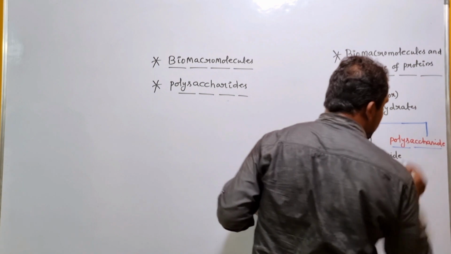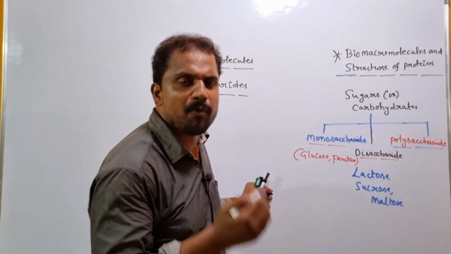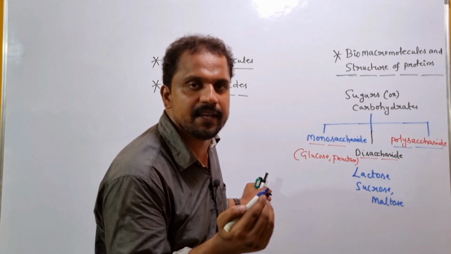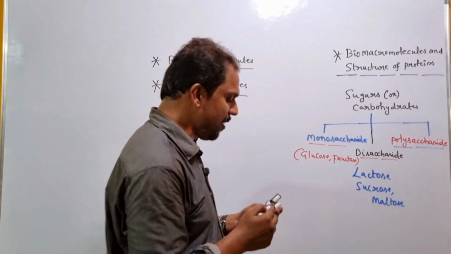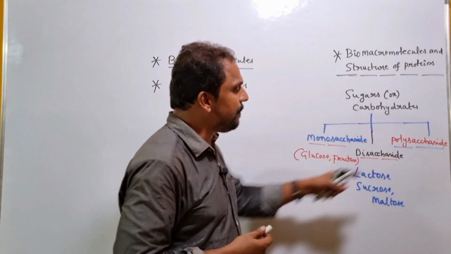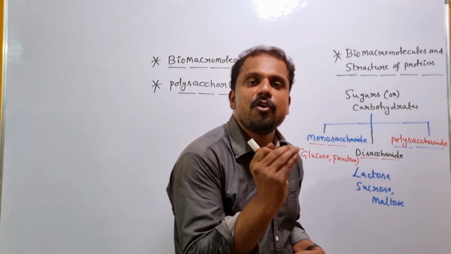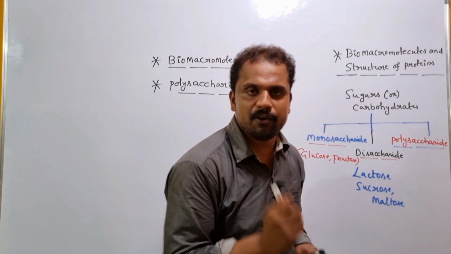But in case of the polysaccharide, as the name itself suggests, they contain many sugar units which are linked by the glycosidic linkage. The polysaccharides are of many types. Basically, they are of two different types: homopolysaccharide and heteropolysaccharide.